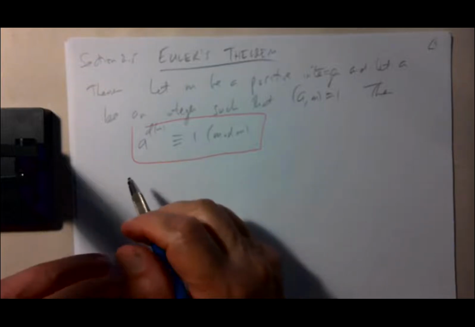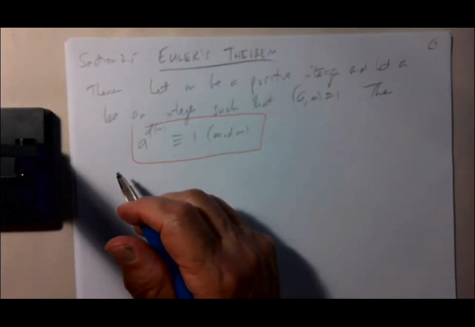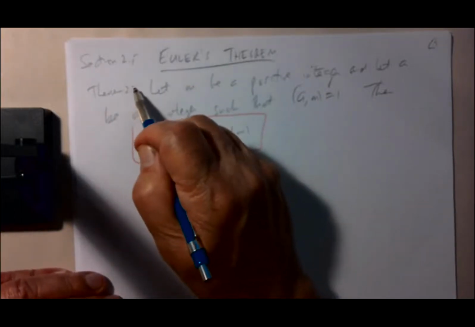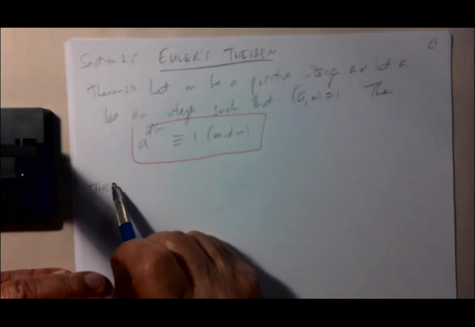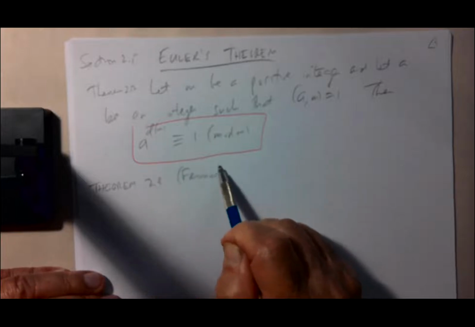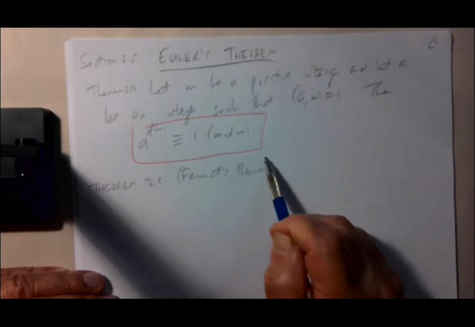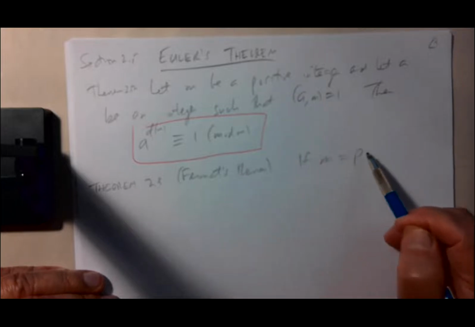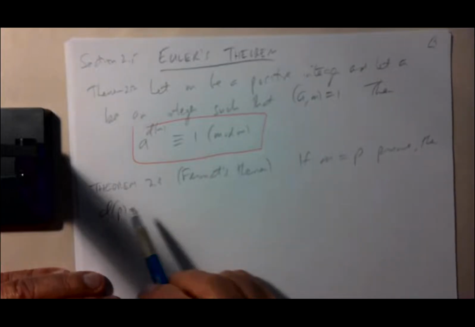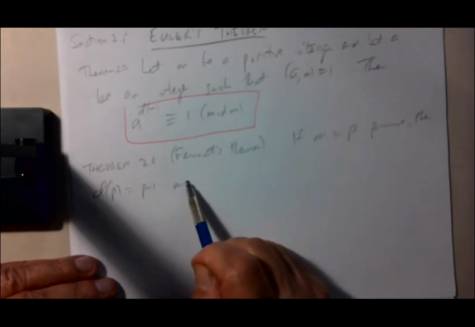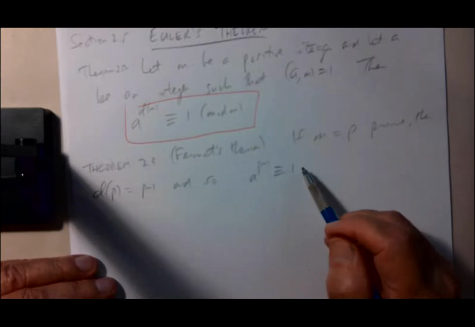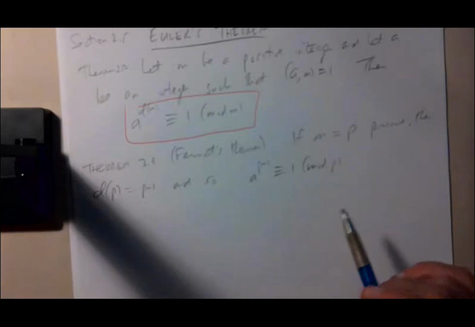And there's a special case. This is theorem 2.12. The special case is called Fermat's theorem. If the modulus m is a prime p, then phi of p is always p minus 1. And so a to the power p minus 1 is congruent to 1 mod p.